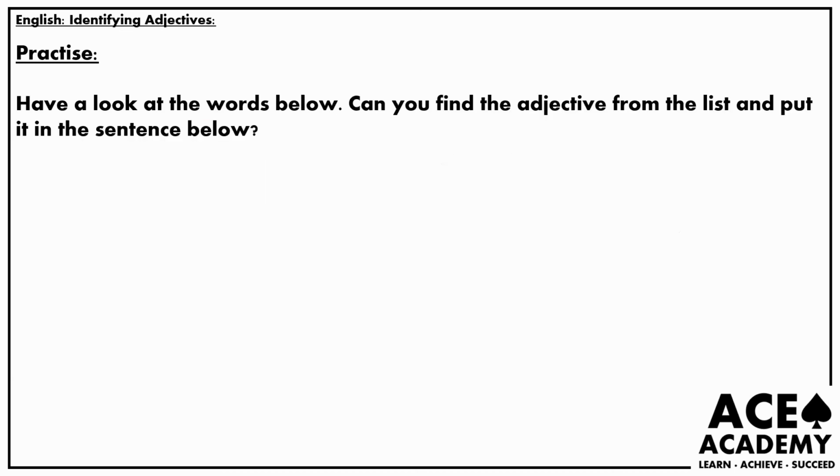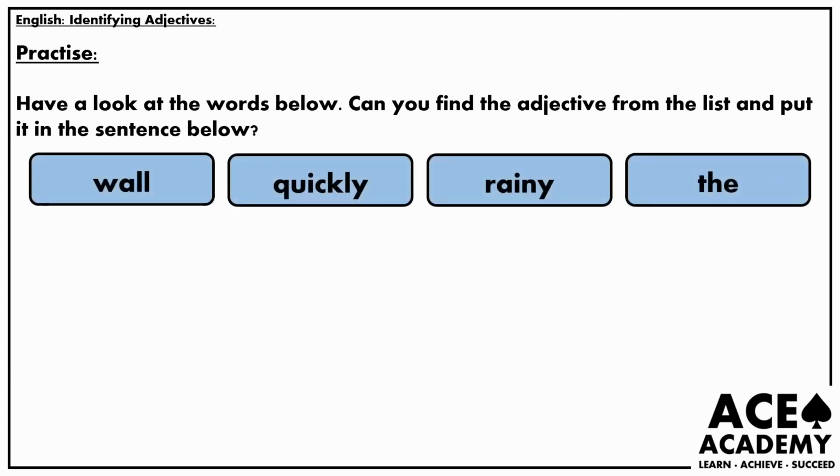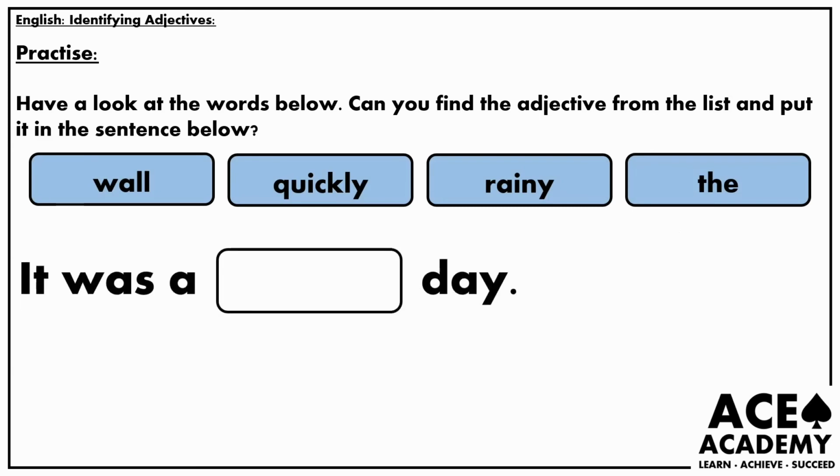Now, let's have a look at the words below. Can you find the adjective from the list and then put it in the sentence below? Here are the words. I'll read them for you. Wall, quickly, rainy, the. And here's the sentence. I'll read it for you. It was a day. Can you find the correct word, the adjective, from the list and put it into the sentence below?